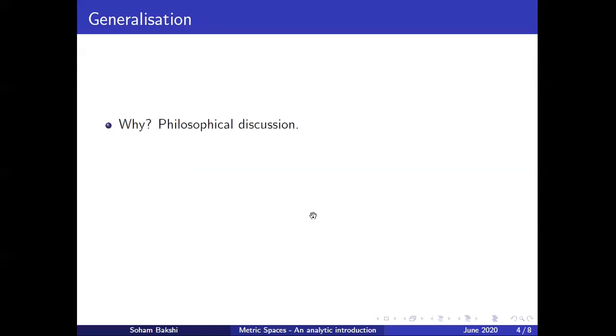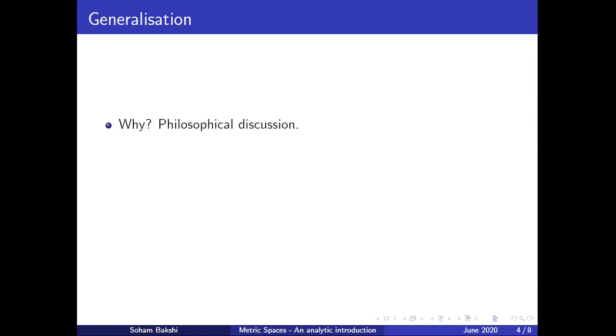So first of all, why do we need to generalize? That is the first question to ask, and it is a very good question. From the mathematical perspective, what we always try to do is to have some structure and discuss the properties of that structure. When we have a structure, we try to unfold its properties. That is what we did in the case of R.